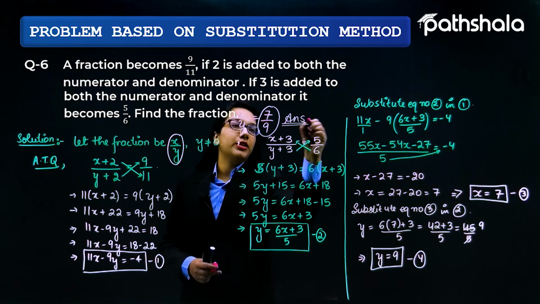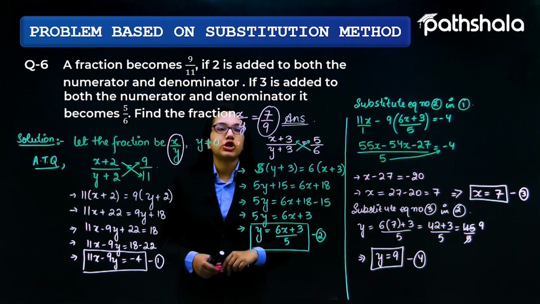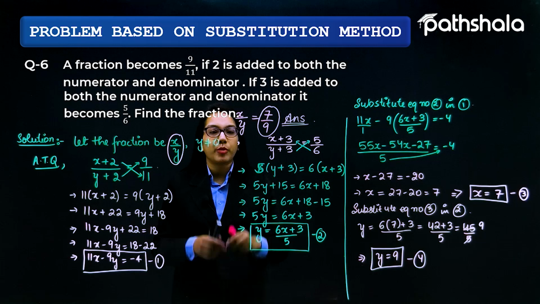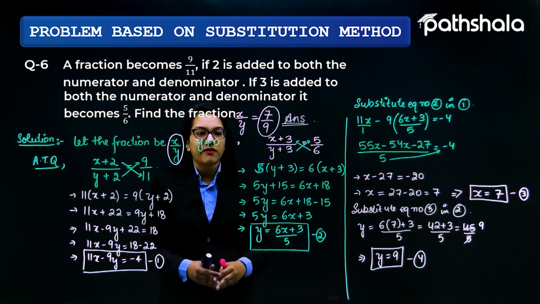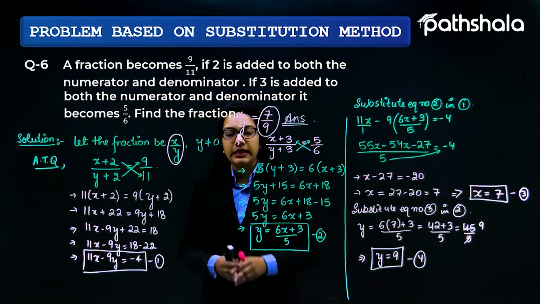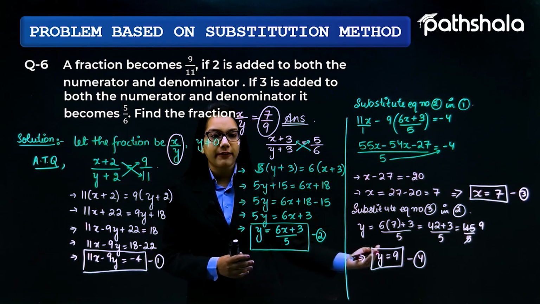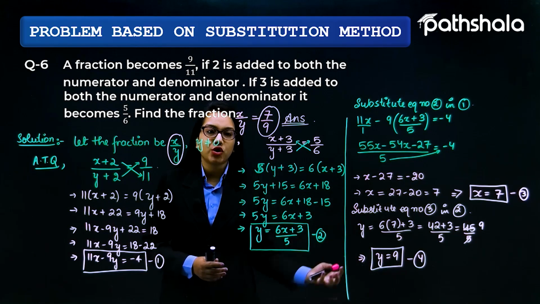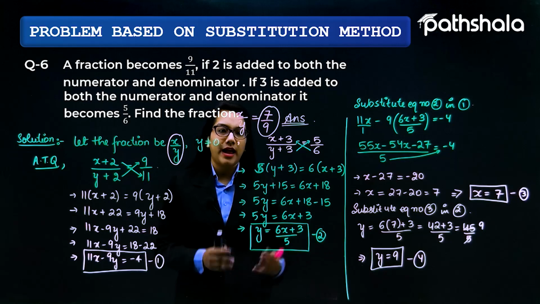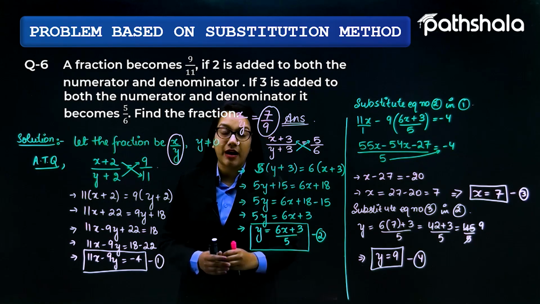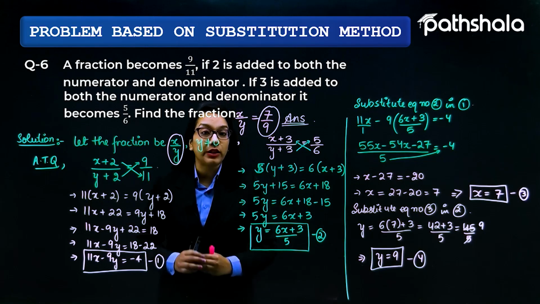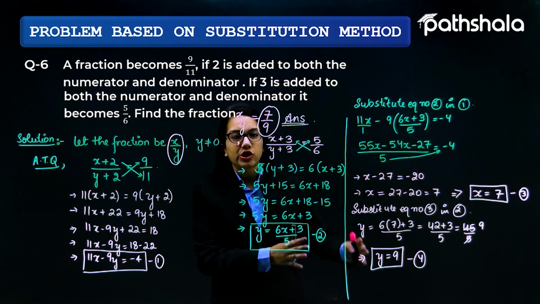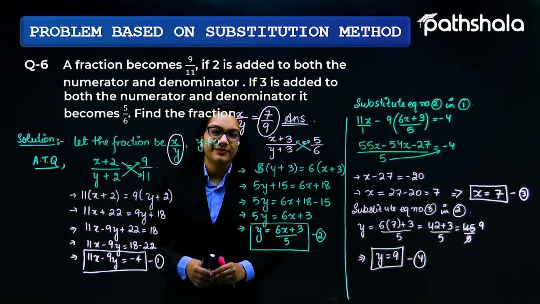So this is nothing but our answer: the fraction was actually 7 by 9, because the value of x that we are getting is 7 and the value of y that we are getting is 9. So the fraction was 7 by 9. This is our answer. I hope all the steps related to this particular question are clear to you.